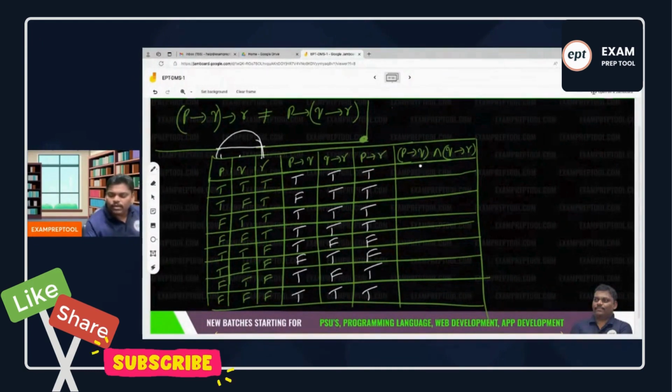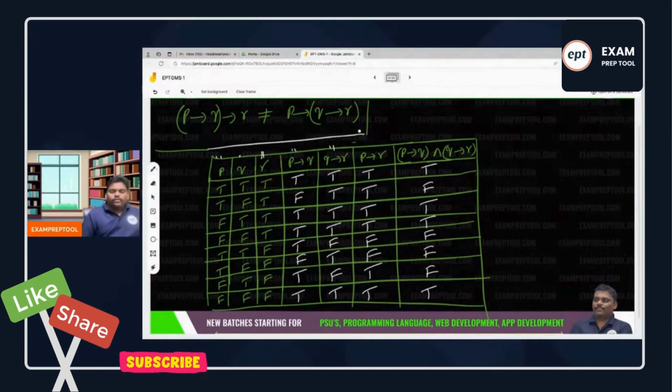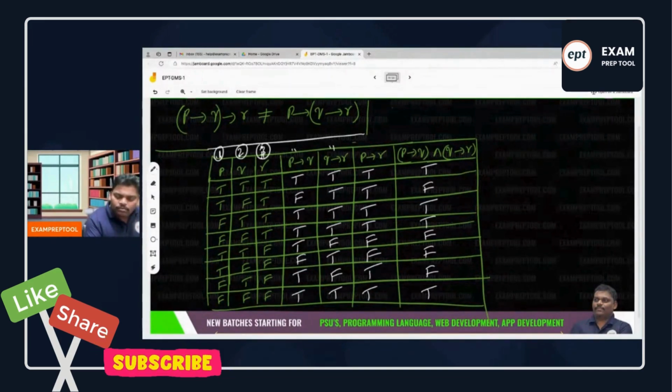Now let me go to the last one. First one, second one, let me do the AND operation. AND operation means both should be true. True. It is false. It is true. It is true. It is false. It is false. It is false. It is true. If you want, I will give numbers also, so you can easily say. These are the numbers. Anybody, anywhere having a problem, please check.